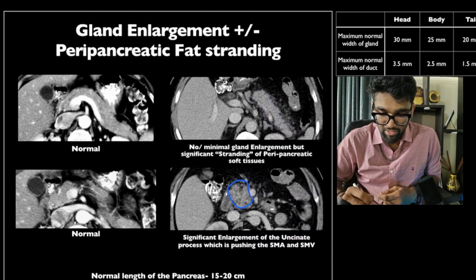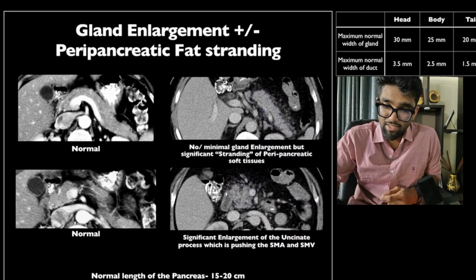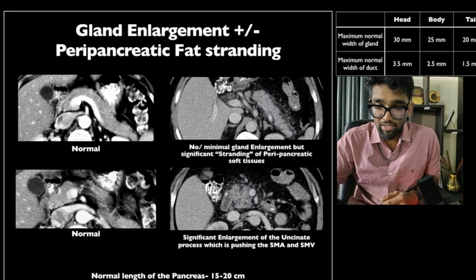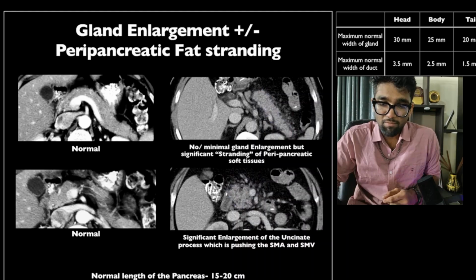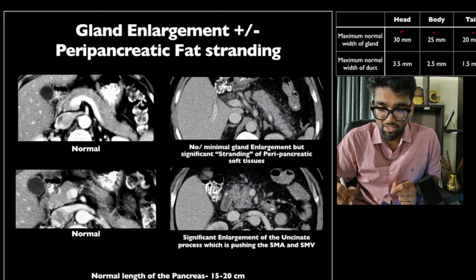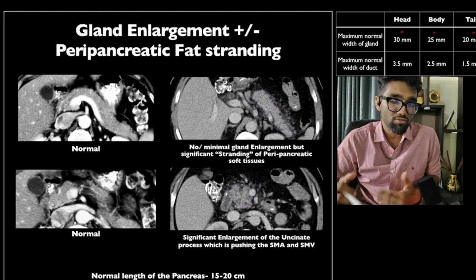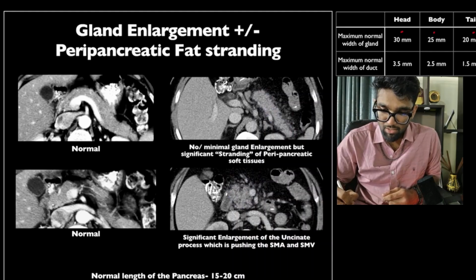Now, when do we say that the gland is enlarged? For us to say that the gland is enlarged, there are certain cutoffs that have been defined. That means the maximum width of the gland at the head, body, and tail has been defined. So if it is thicker than 3 centimeters at the head, 2.5 centimeters at the body, or 2 centimeters at the tail, it is said to be thicker than normal. So it is said to be enlarged. Okay.